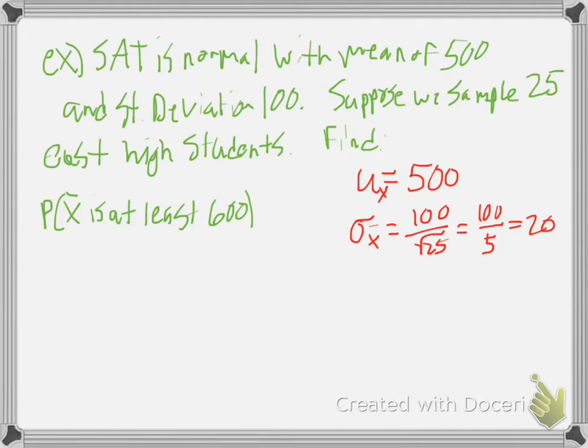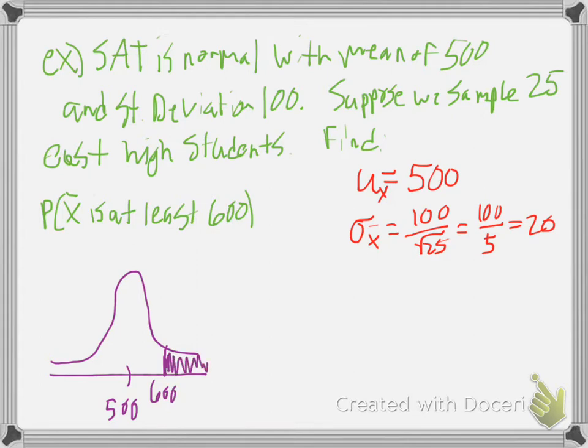So in order to do this problem, we should draw the picture. What are we talking about when we're saying at least 600? Put the mean in the middle, which is 500, and 600 is to the right. And we're talking about at least 600, so that means the probability of getting 600 and above.